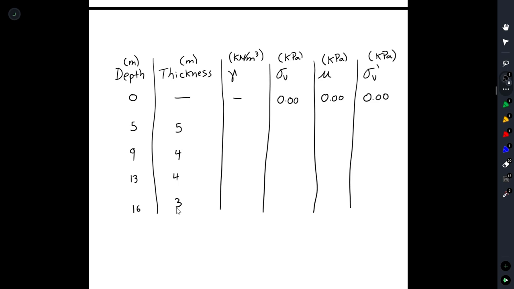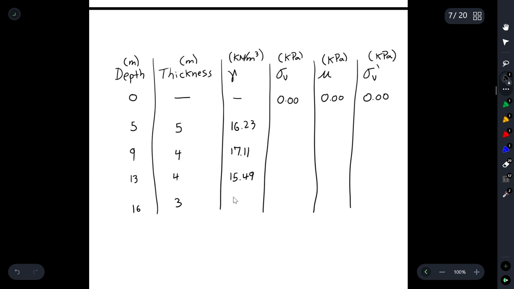It's 16.23. 17.11 drops here to 15.49, and the final layer has a unit weight of 19.02 kilonewton per cubic meter.